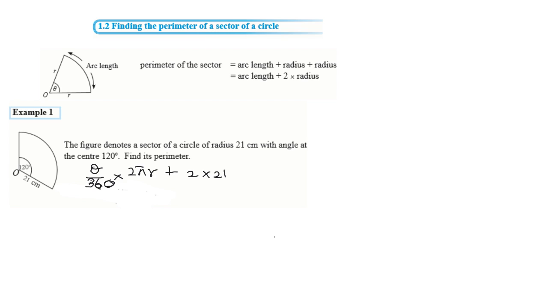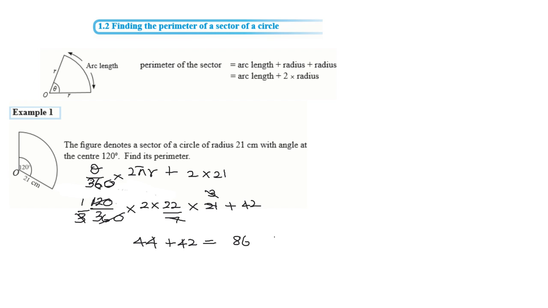So what is theta? Theta is 120 over 360 into 2 times 22 over 7, our R is 21, plus 2 times 21, 42. Now you can simplify this one. That is 1/3, and you can simplify this one. 7 times 3 and 3 again cancel. You have here 2 times 22, which is 44, plus 42 is your perimeter of the sector. That is equal to 86 cm.